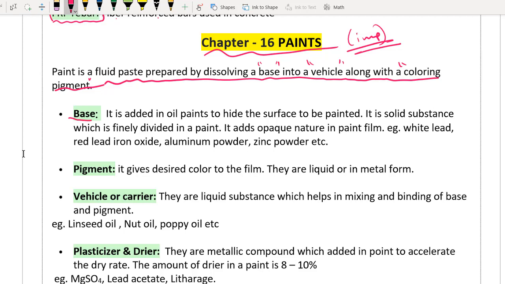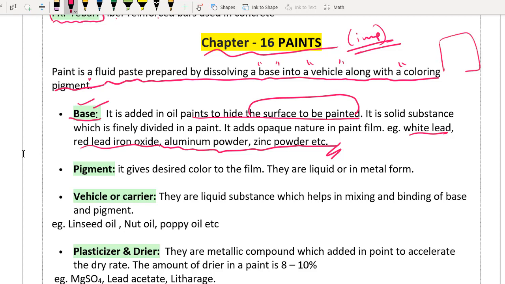When I am talking about base, it is added in oil paints to hide the surface to be painted. What is the role of base? See, these bases, for example, white lead, red lead, iron oxide, aluminum powder, zinc powder, etc. These are bases. We add the base in our paint so that it will hide the surface to be painted first of all. Whatever surface you have to paint, right? So first of all the base will hide it. On top of that, the pigment will add color. Okay, what will the pigment do? On top of the base it will give a nice color.